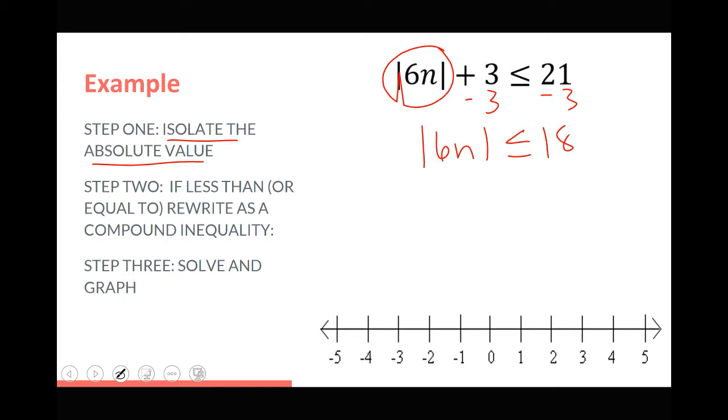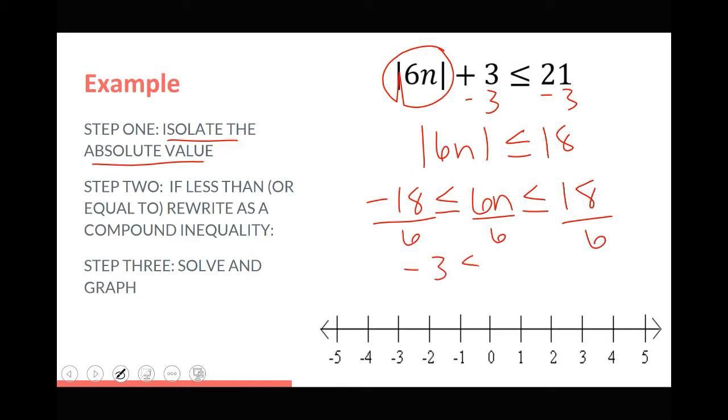Now that that part's by itself, we have step 2. Because it's less than, we can rewrite it as a compound inequality. I want you to just write what you see: 6n is less than or equal to 18, getting rid of the absolute value. Then on the other side of that, keep the inequality sign going the same way, and we're going to make that -18 on this side. Then we need to solve that compound inequality, so I'll divide each part of this inequality by 6, and I get -3 is less than or equal to n is less than or equal to 3. On a graph, that is everything in between -3 and 3, including -3 and 3.